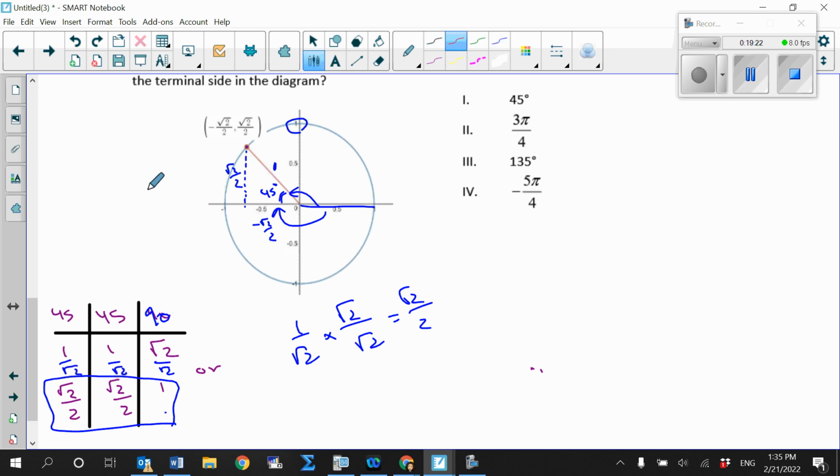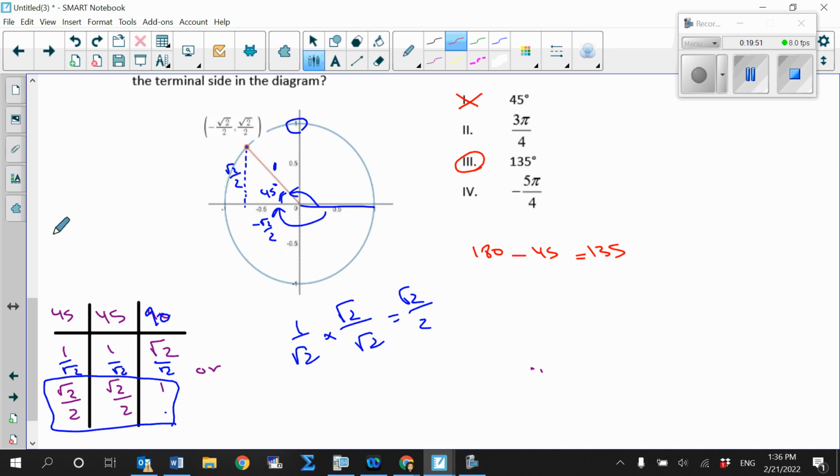Now, what is my original angle? We know that half of a circle is 180, and if you subtract this little one, that 45, from that, it's going to be 135. So that's this angle. So this is one of my answers. Now, 45 degrees is definitely not my answer because that's my reference angle. It's not the standard angle.